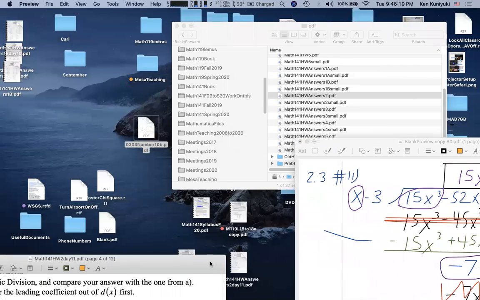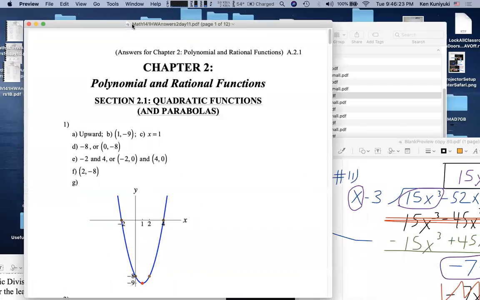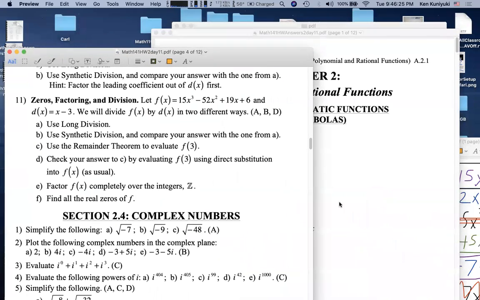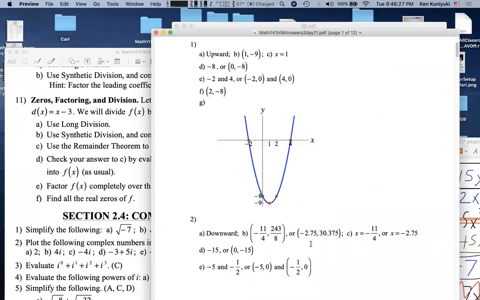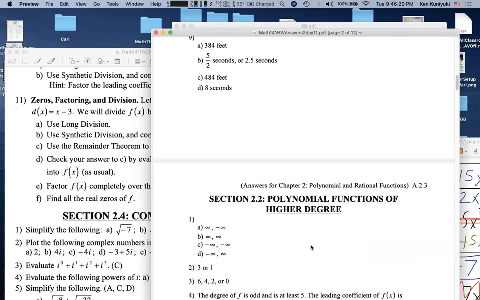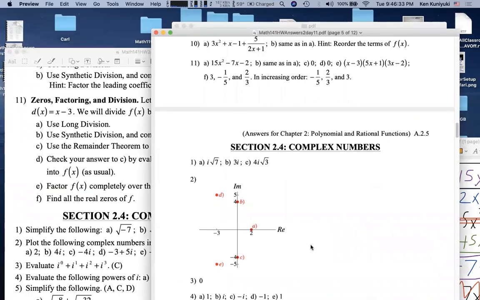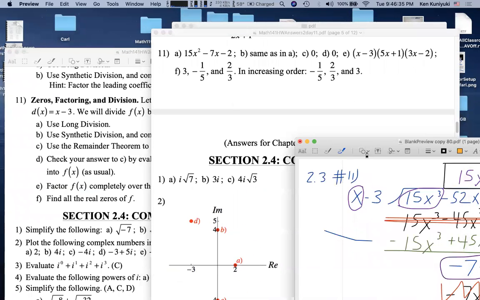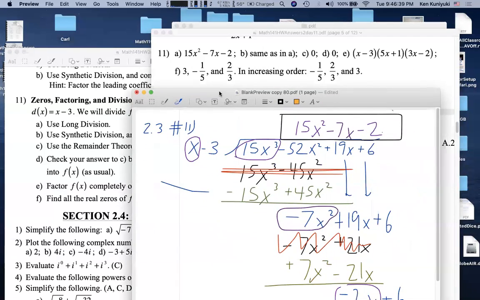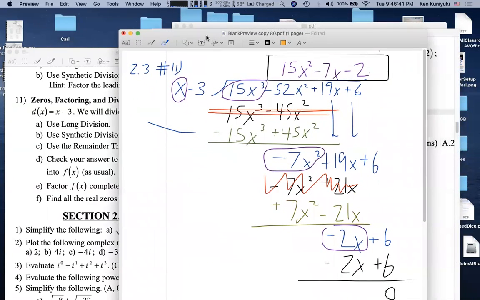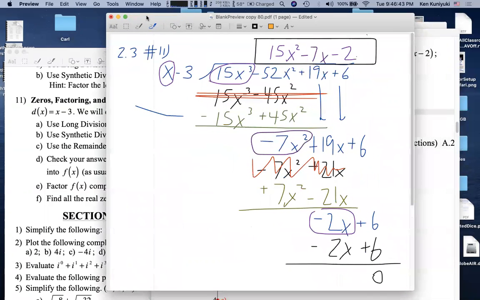You're right. I wouldn't put it past myself to miss my own question. I've done it before. 11A and 11B should give me the same. Good. 15x squared minus 7x minus 2. Good. I'm actually relieved I got my own answer. I wouldn't put it past myself to make a mechanical error.